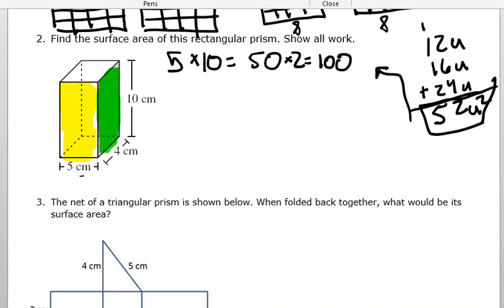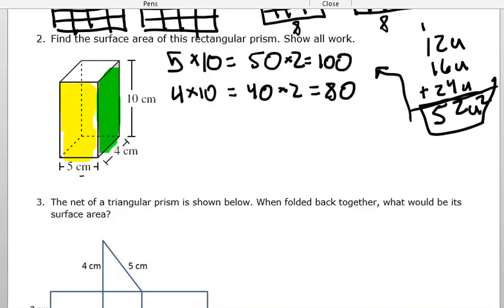And this is 4 times 10. So 4 times 10 is going to give me 40. And because I have 2 of those sides, I go times 2, that gives me 80.